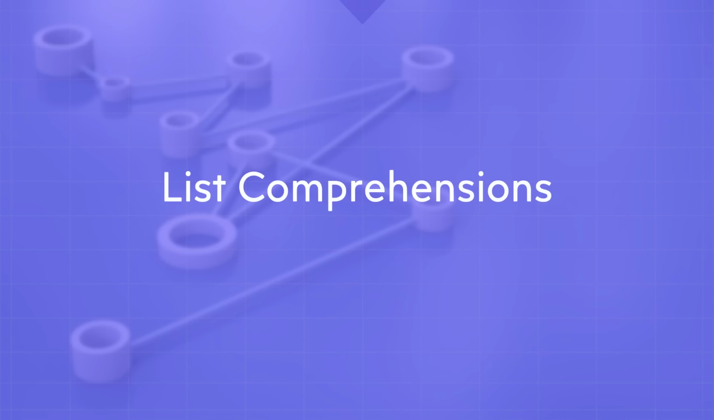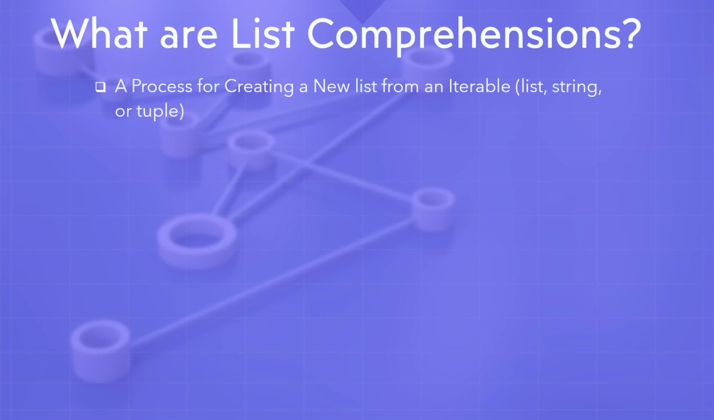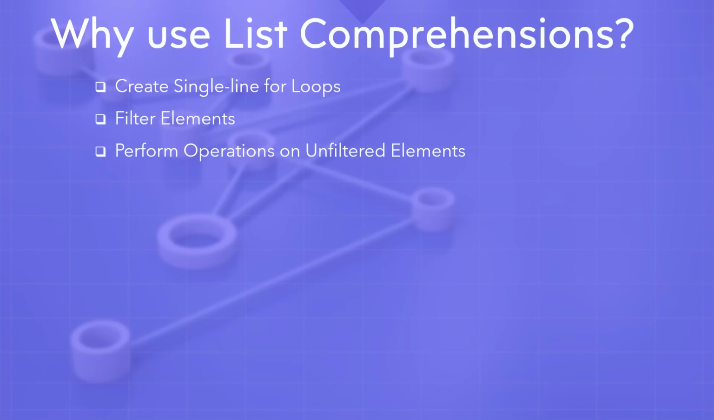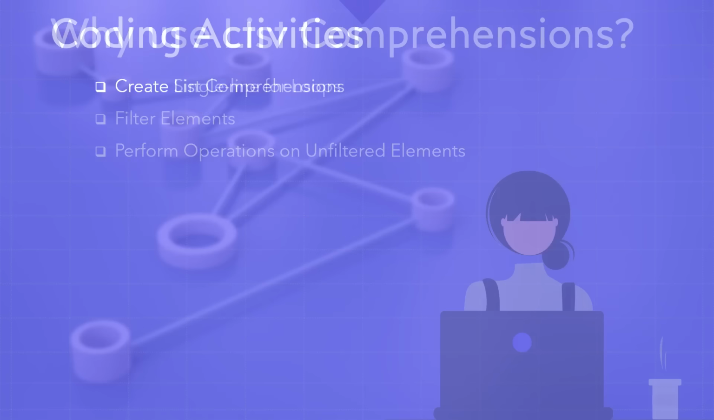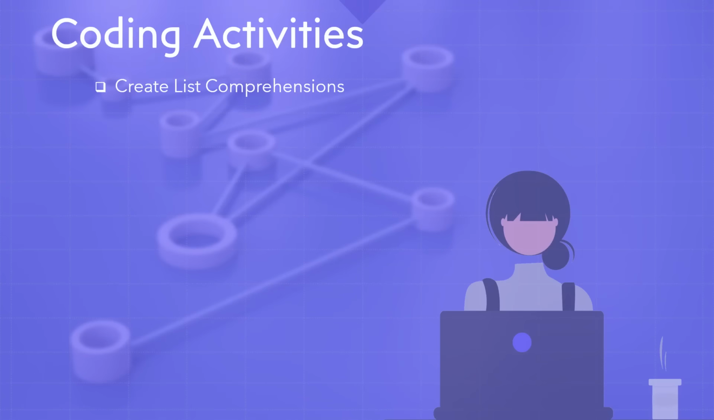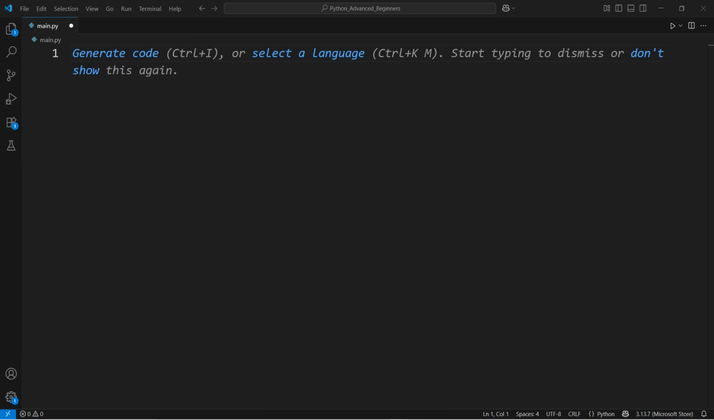Our next topic is list comprehensions. A list comprehension is a statement used to create a new list from an iterable such as a list, a string, or a tuple. List comprehensions are created from single-line for loops, and they can be used to filter elements or perform operations on unfiltered elements. For our coding activities, we will create list comprehensions. In this coding activity, we will create a list comprehension of squared numbers. First, let's create a list of numbers.